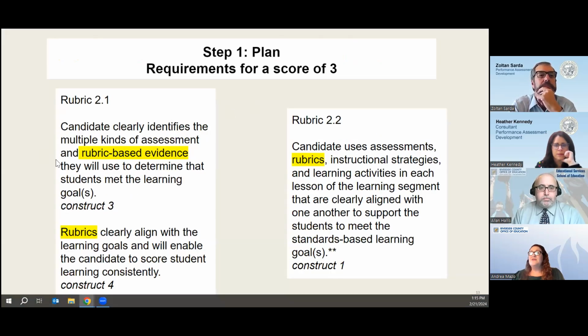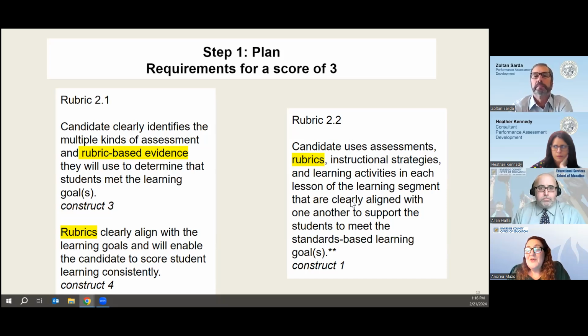And in construct 3, as a scorer, we are looking for rubric-based evidence. In construct 4, as a scorer, we're looking that your rubrics clearly align with the learning goal. And then looking at 2.2, and I know you're seeing rubrics here and rubrics there, but we score on a scoring rubric. And this is what we're looking for as level 3 evidence. We're making sure on rubric 2.2 that candidates are using the rubrics again. So right there, you can lose points. A candidate can lose points if they're not using a rubric.